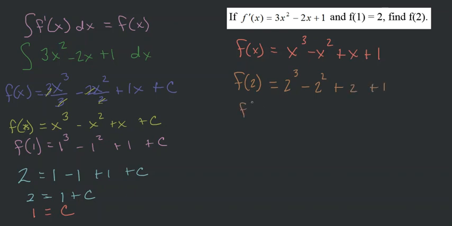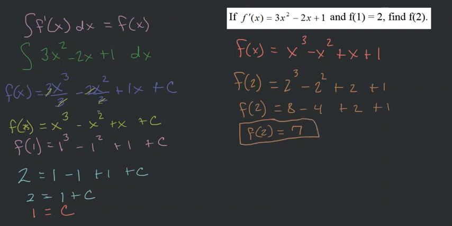So what does that mean? f of 2, we're supposed to find out what this equals. This is 8 minus 4 plus 2 plus 1. So 8 minus 4 is 4, plus 2 is 6, plus 1 is 7. So f of 2's value is 7.